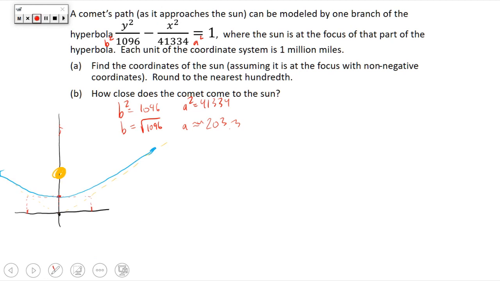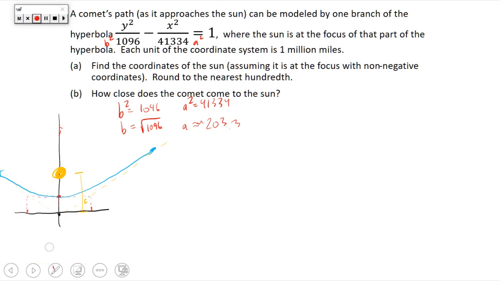Okay, so we don't know what this distance right here is. It is c. And the comet has a tail on it. So we're going to need to find c, because c is going to tell us the actual location of this focus, the sun. That's part A. We want to get the coordinates of that, so we need c.